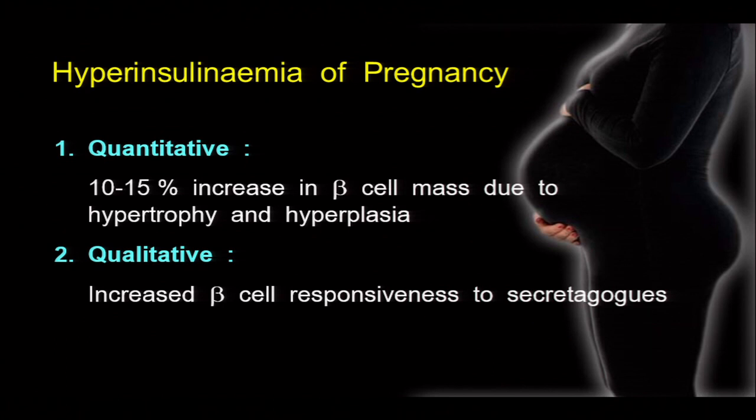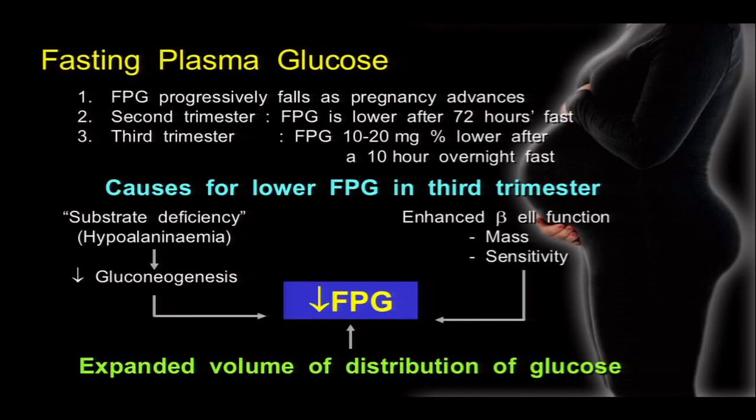So hyperinsulinemia of pregnancy is both quantitative and qualitative. Quantitative in the sense there is a 10 to 15% increase in beta cell mass due to hypertrophy and hyperplasia, and qualitative in the sense there is an increased beta cell responsiveness to secretagogue. Pregnant women are extremely sensitive to secretagogues and secrete much more insulin than a non-pregnant woman.